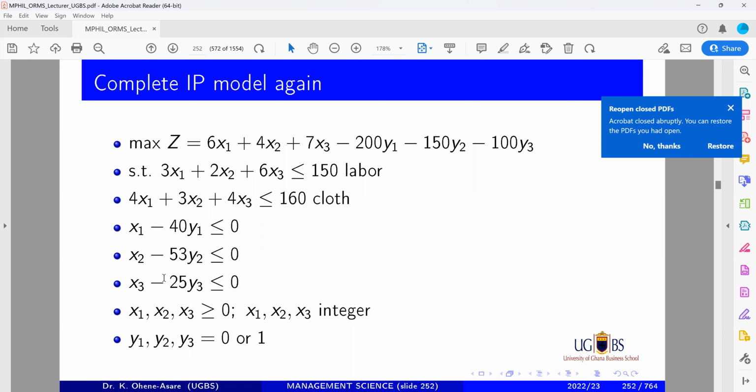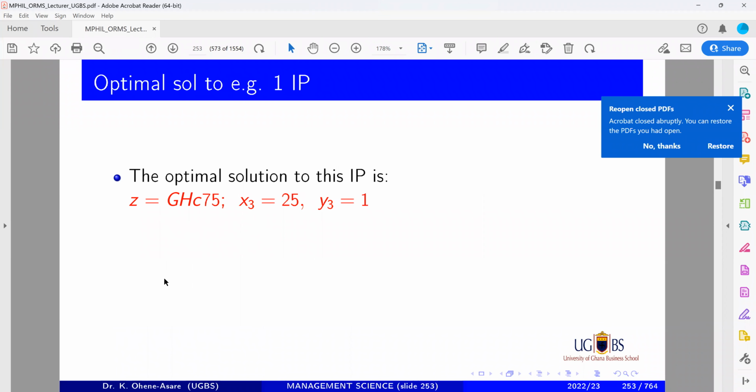Now, suppose you solve this, and I did solve this correct model, and these were the answers. Watch the answers. What does this tell you? What does this tell you? This final answer. What does it really tell you?